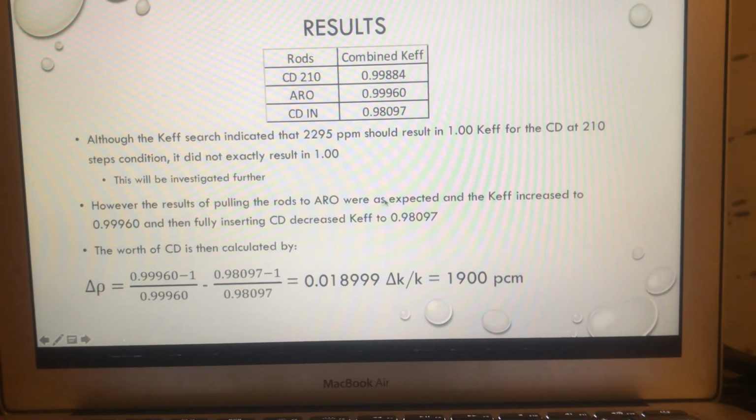Once I ran the all rods out, the K effective for all rods out is greater than control bank delta at 210. So that was good, that was as expected. And then control bank delta the whole way in is less than both 210 and all rods out, which is good and as expected. So then I calculated the rod worth of control bank delta with the equation on the previous slide, and I get 0.018999 delta K over K, which is equal to approximately 1900 PCM.